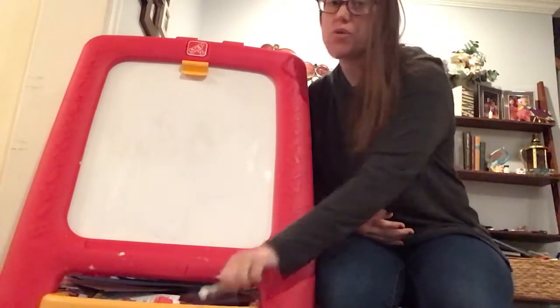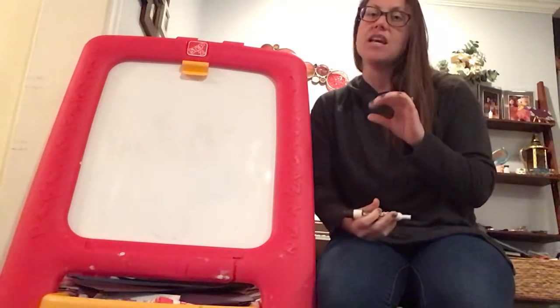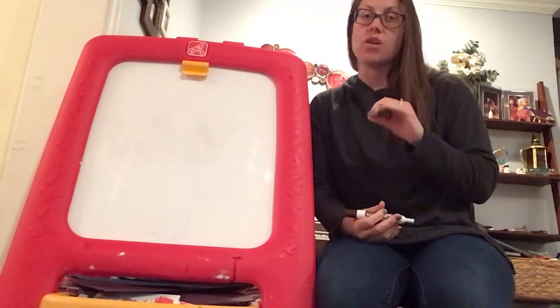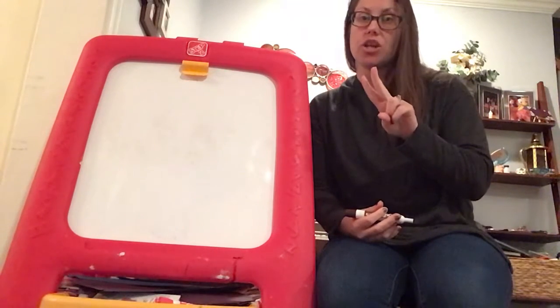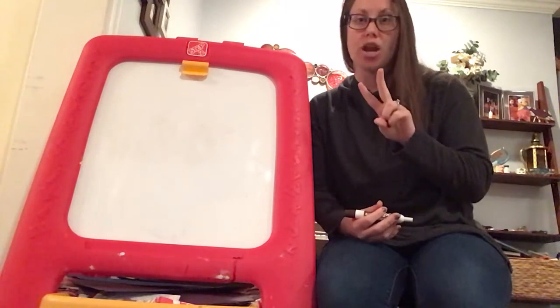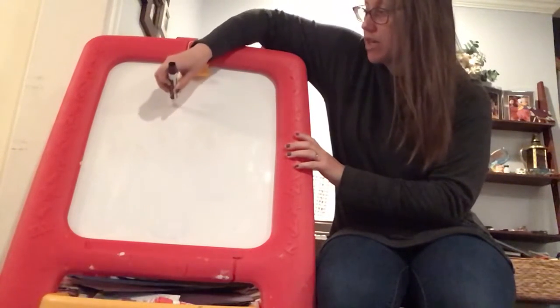I want to show you that fact families are basically number bonds, and then it's how we create the equations that go with the number bonds. So there are two addition equations and two subtraction equations. So I'm going to start off with a number bond right here.